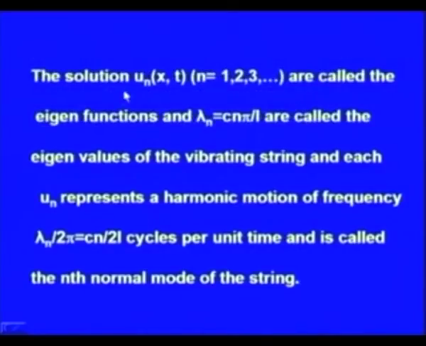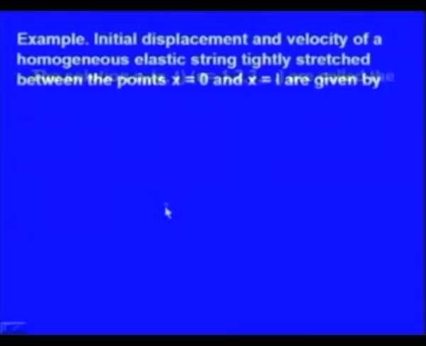The solutions u_n(x,t), n taking values 1, 2, 3 and so on, are called the eigenfunctions, and λ_n equal to cnπ/L are called the eigenvalues of the vibrating string. Each u_n represents a harmonic motion of frequency λ_n over 2π. λ_n is cnπ/L, so λ_n over 2π is equal to cn over 2L cycles per unit time and is called the nth normal mode of the string.